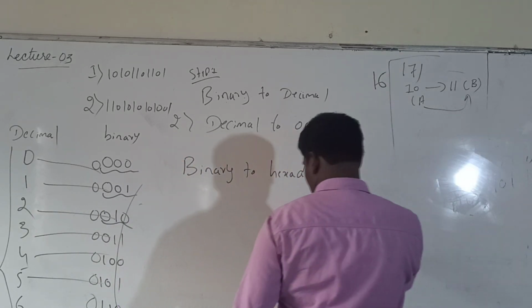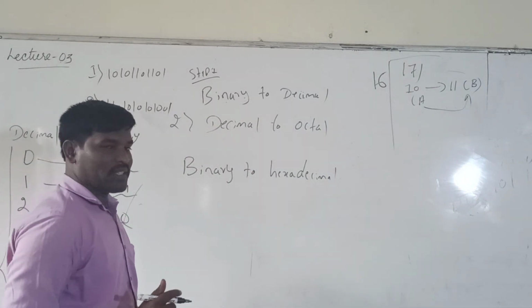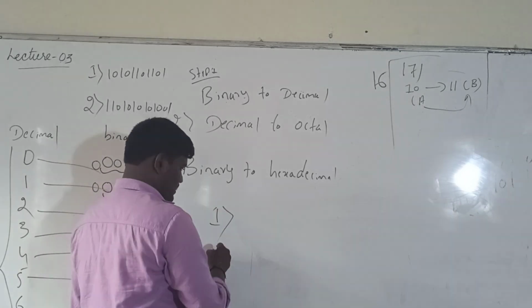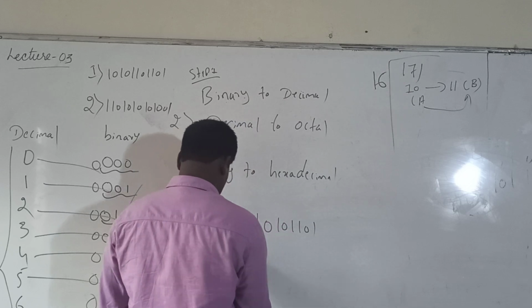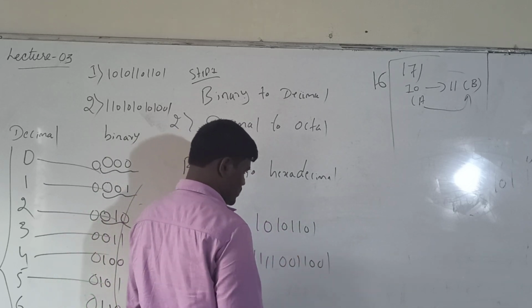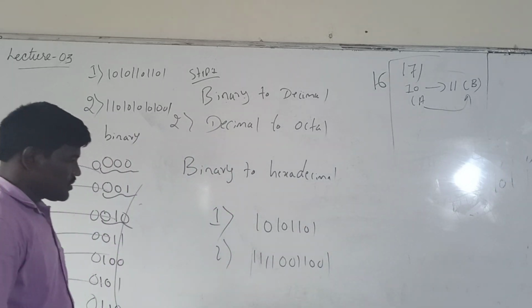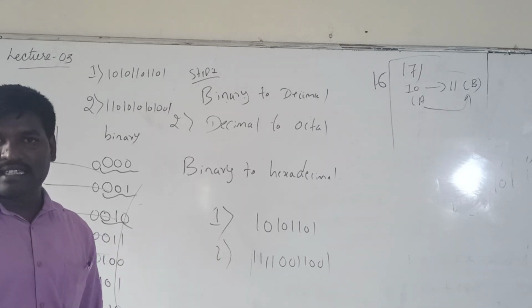So I will give some homework for you: again 2 examples from binary to hexadecimal. First one is 10101101. Second one is 1111001100. So these are the 2 examples. You can convert these from binary to hexadecimal.